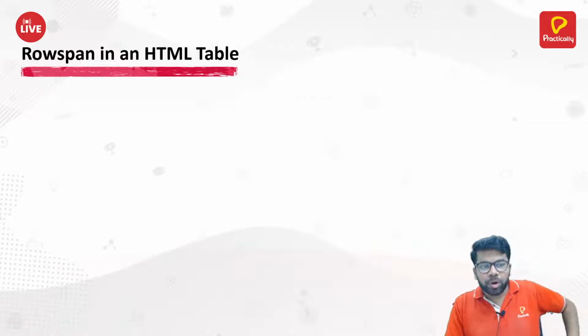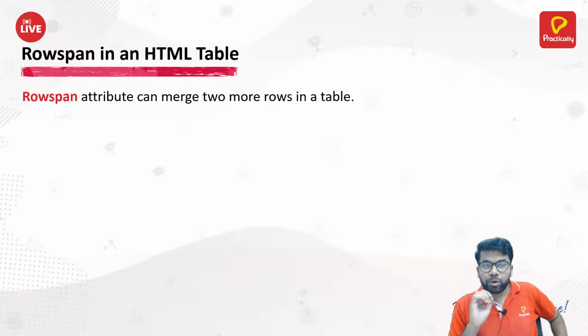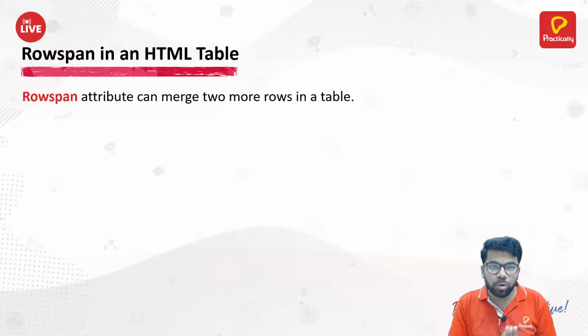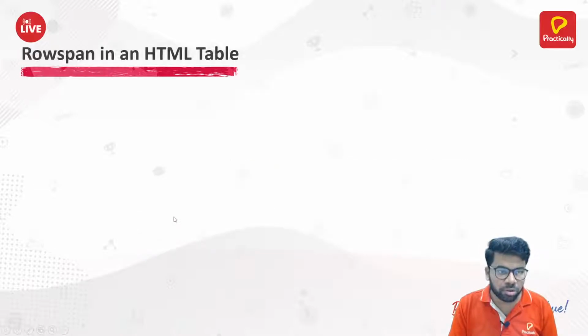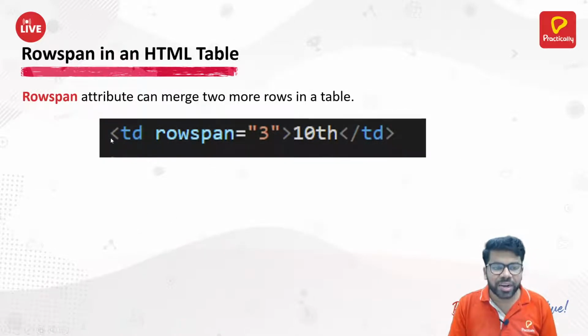Now another important attribute of the table tag is the rowspan attribute. Whenever we want to merge 2 or more rows into one row, suppose we want to merge these 2 rows, Andrew 20 and Tom 20, into one row, then we can use the rowspan attribute. You can see here we write it inside td only. We need to mention rowspan and how many rows we want to merge, 1, 2, 3. We can write just a number, a numeric number should be there.